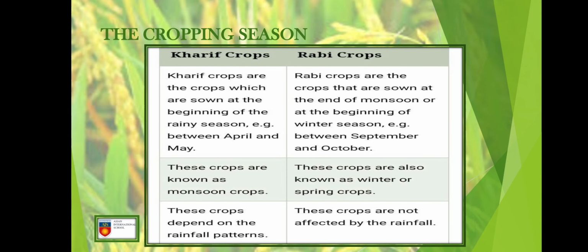You can see the distinction between the Kharif crops and Rabi crops in the following slide. Kharif crops are the crops which are sown in the beginning of the rainy season, for example between April and May, whereas Rabi crops are the crops that are sown at the end of monsoon at the beginning of winter season, for example between September and October. Kharif crops are also known as monsoon crops, and Rabi crops are also known as winter or spring crops. Kharif crops depend on the rainfall pattern, whereas Rabi crops are not affected by the rainfall.